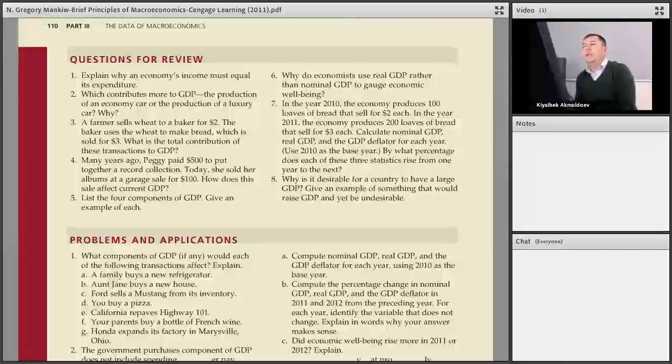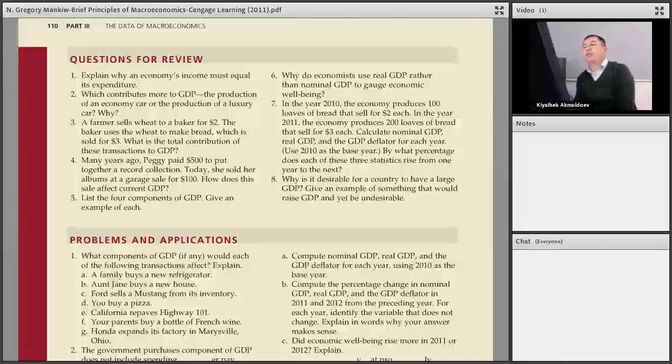Many years ago, Peggy paid 500 to put together a record collection. Today, she sold her albums at a garage sale for $100. How does this affect current GDP? This will not affect current GDP, because they are second-hand products. Second-hand products are not included or counted in GDP. That's why it has zero effect.